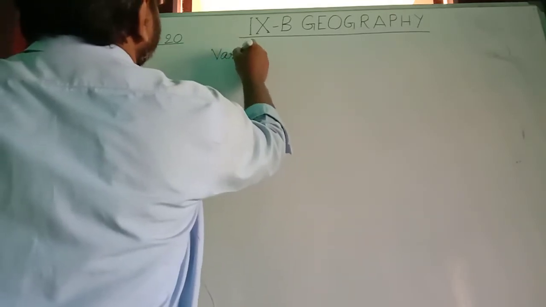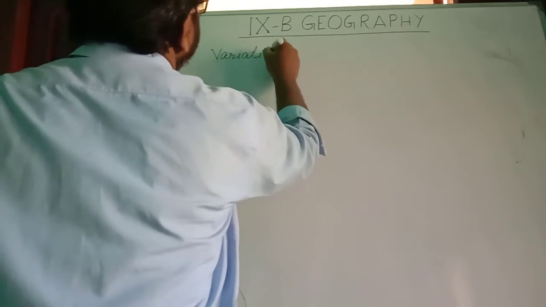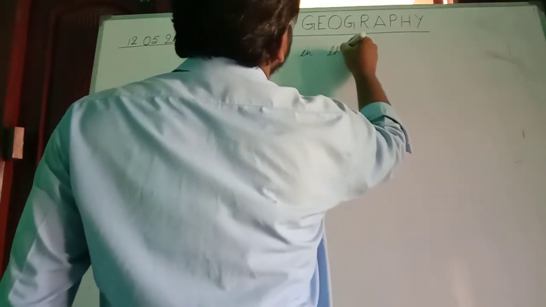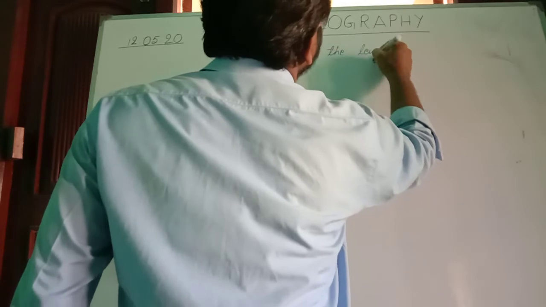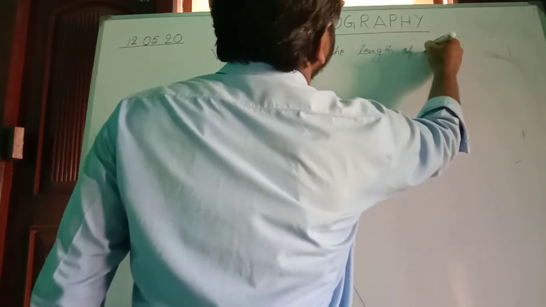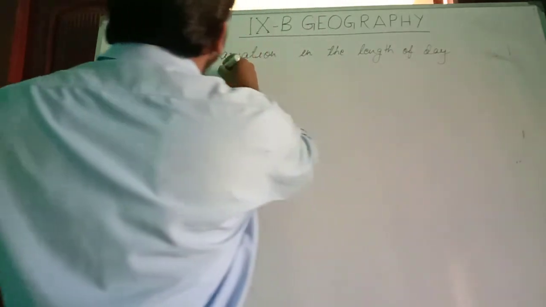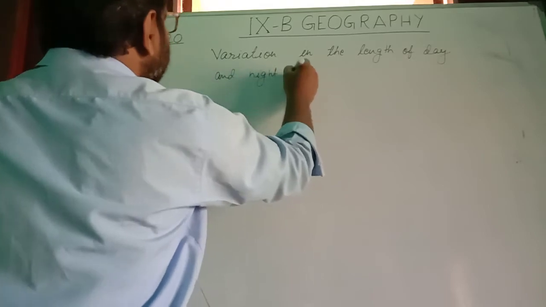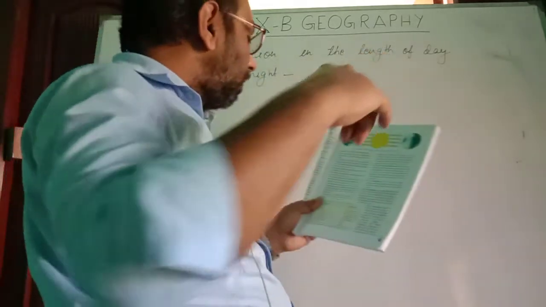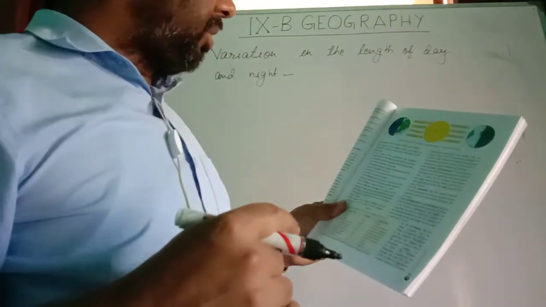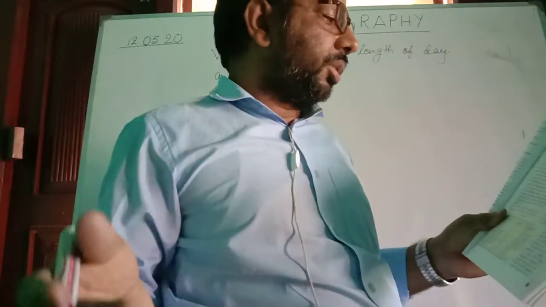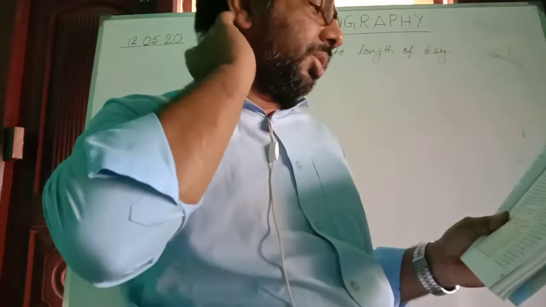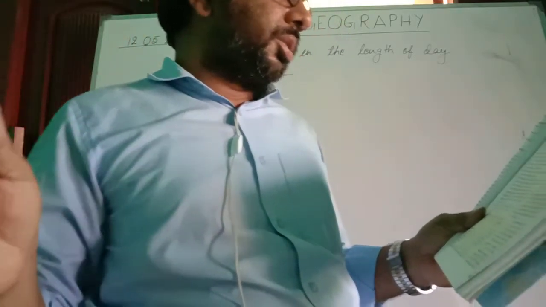Variation in the length of day and night. As it is written in the book, as the result of this inclination, the northern hemisphere is inclined towards the sun for about 6 months, and the southern hemisphere is also inclined towards the sun for 6 months.